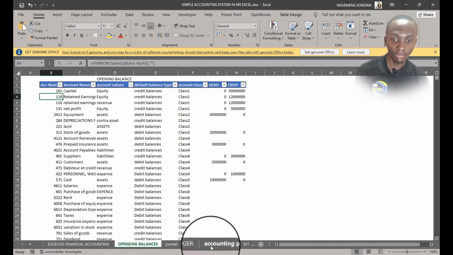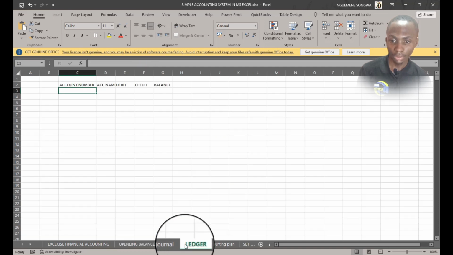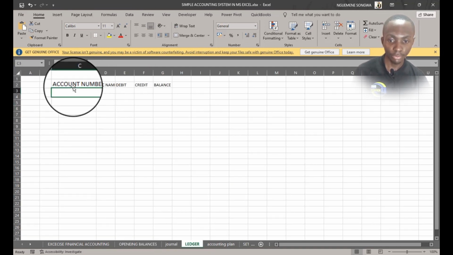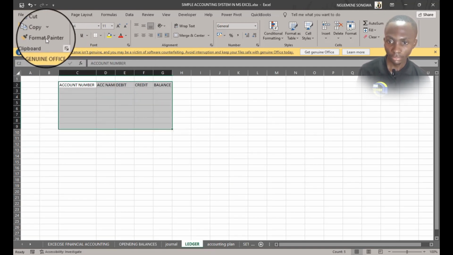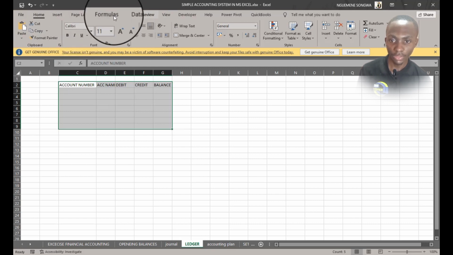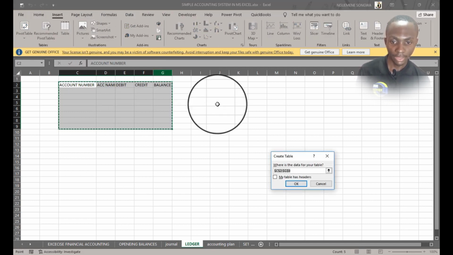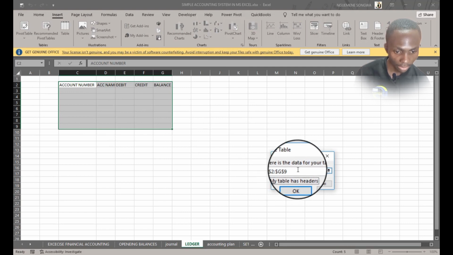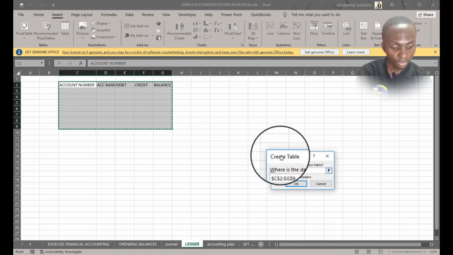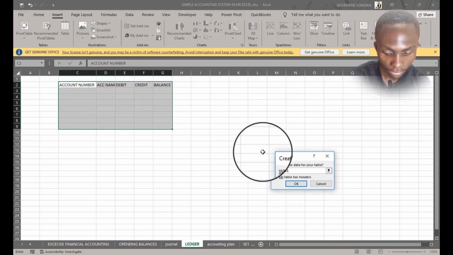I will call for the different information I will need. Here I will come to the ledger. In terms of the account number, first of all, I'm going to put this in a table. So I come to insert, I say table, then my table has headers, but I'm going to make it such that my table goes right up to J 1000 or 1500 to provide for enough account numbers.